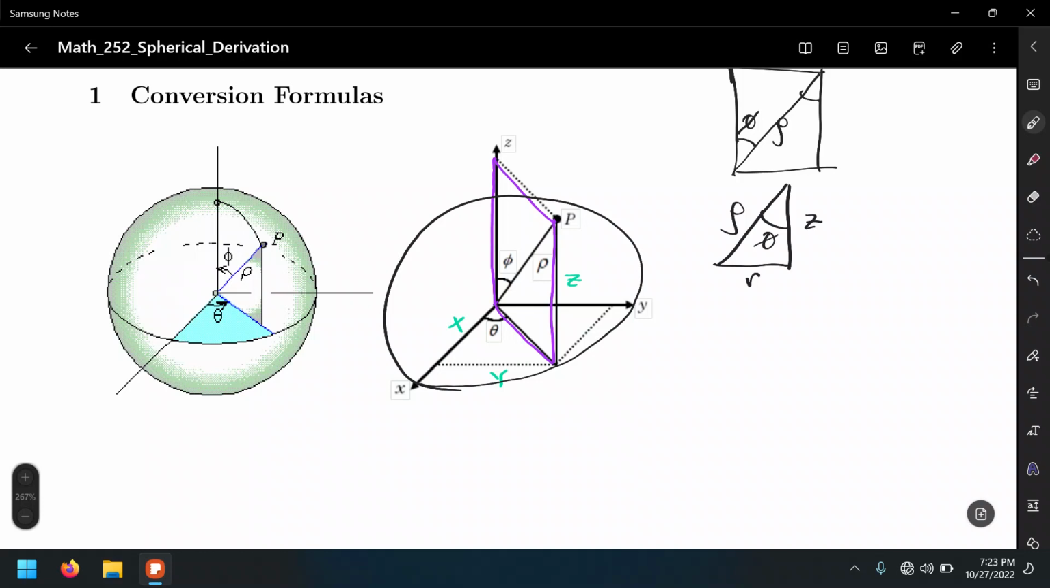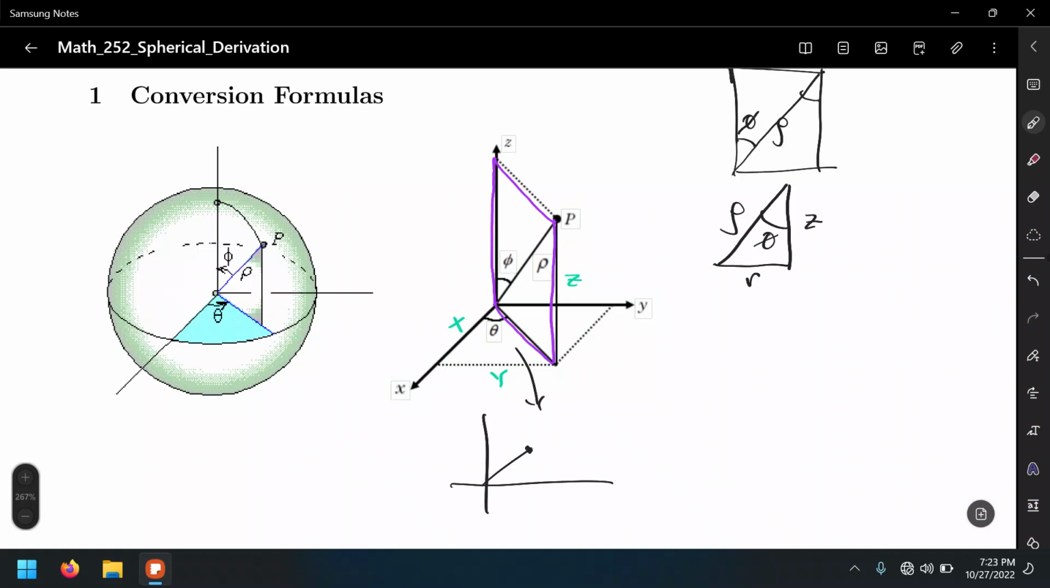If we look at the projection in 2 dimensions of this, this is essentially what we're seeing. X and y, so this should be the radius r. Just to make a distinction, that little r is just the radius of the circle generated by the shadow of the sphere. But the rho right here is the radius of the sphere. Two totally different radii.